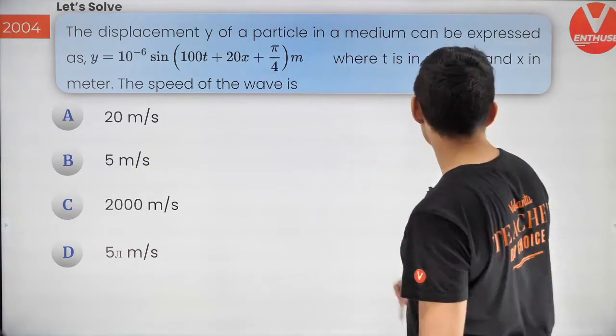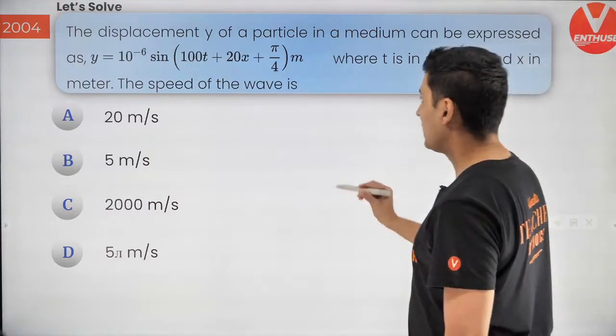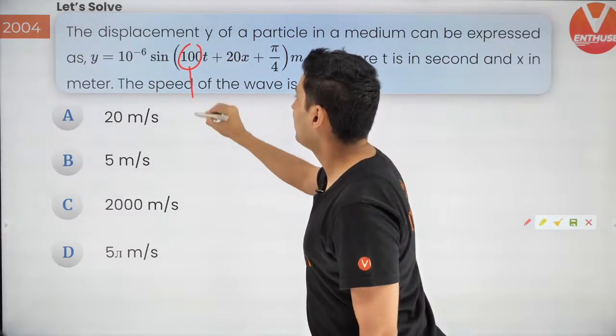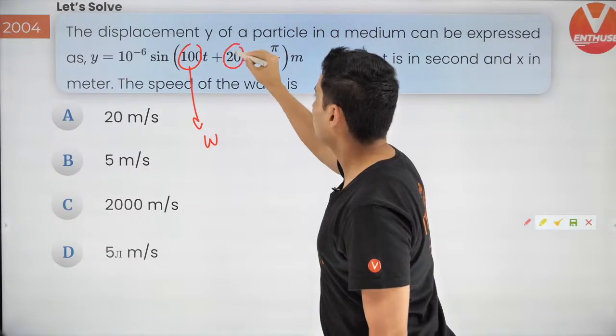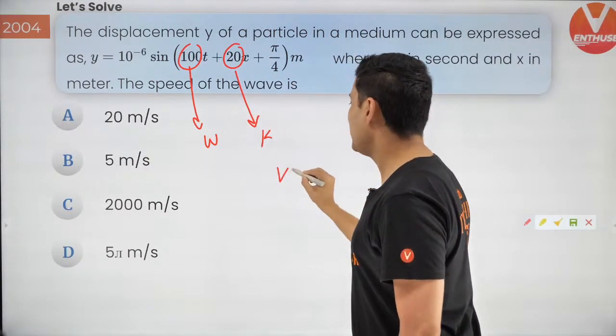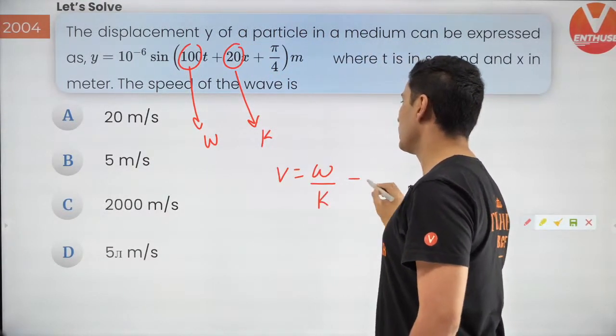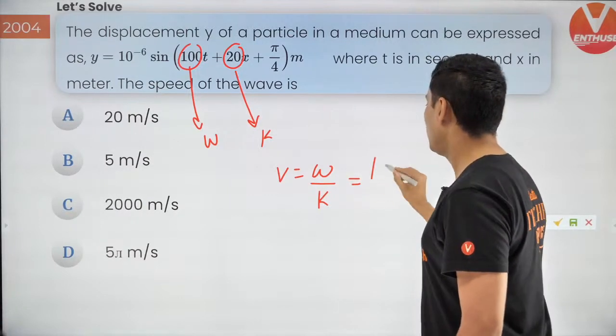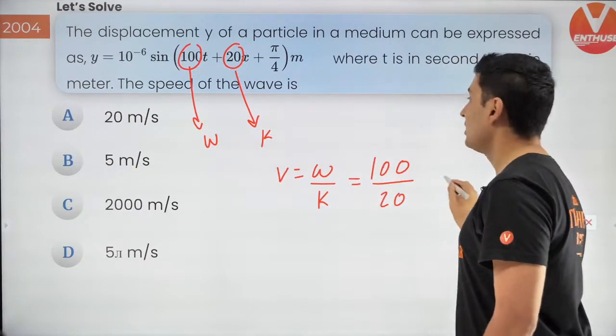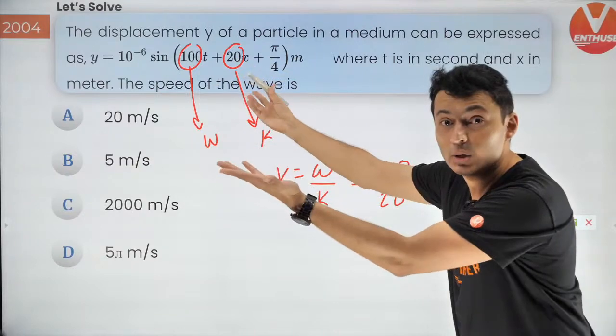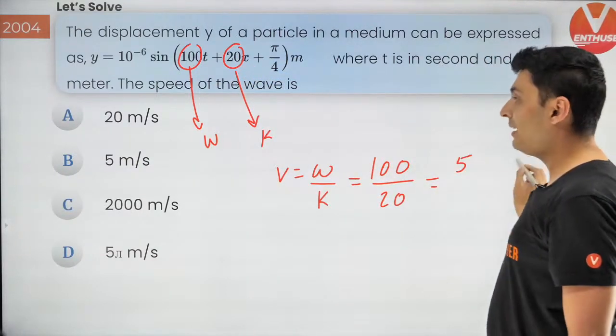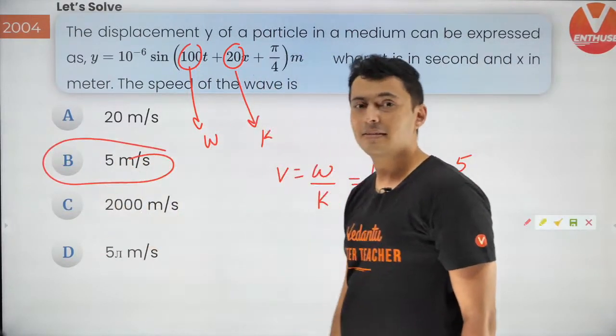And the answer is very clear, guys. I'll tell you what. This 100 is omega. This 20 is k. And speed is omega by k. So it is 100 by 20, and believe me or not, this came in 2004 and this is just 5. That's it. That's the answer.